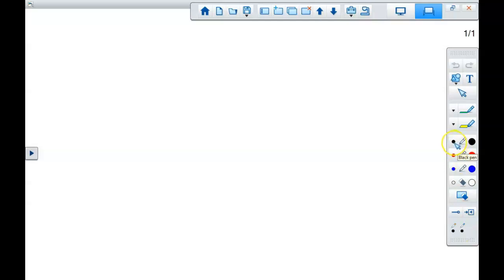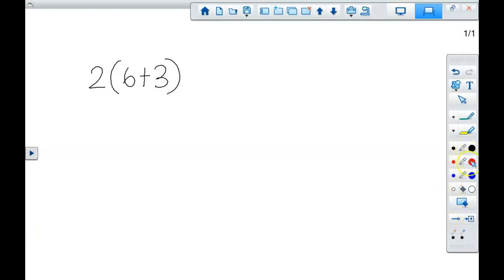We are going to start out today with a pretty simple little math problem. I'm going to give you 2 times the group 6 plus 3. So 2 times the group 6 plus 3.